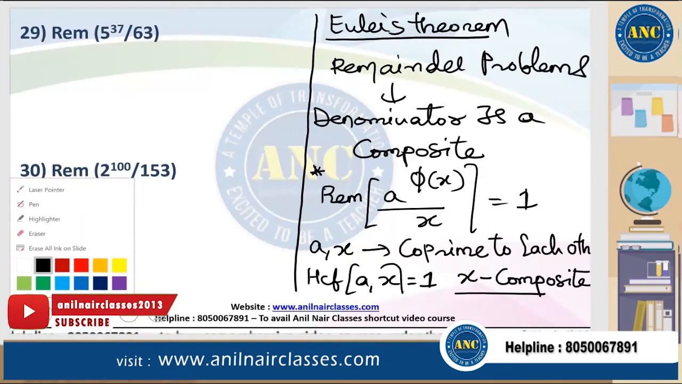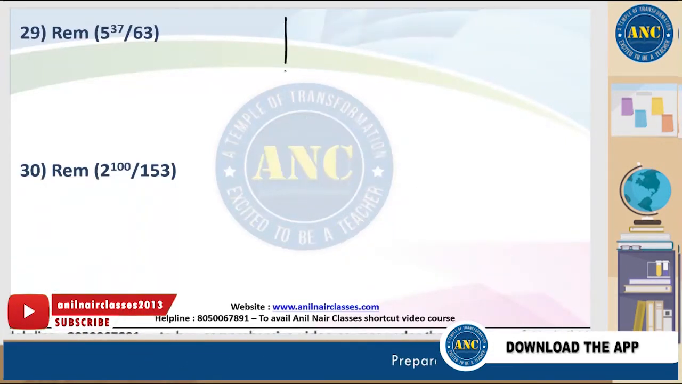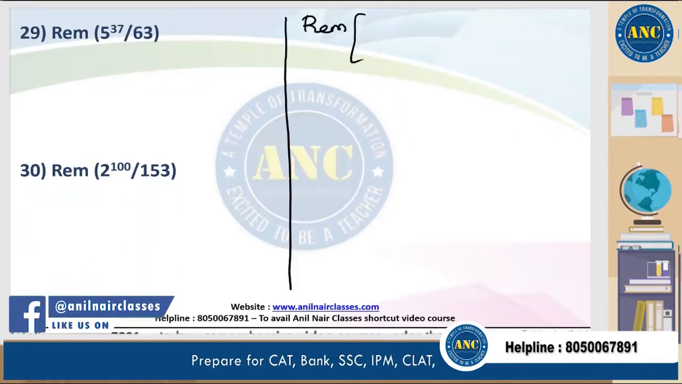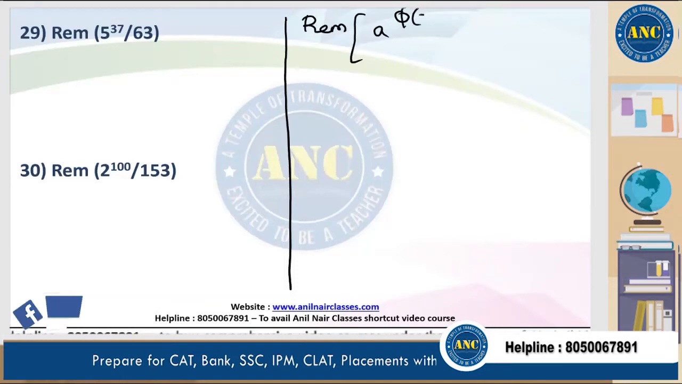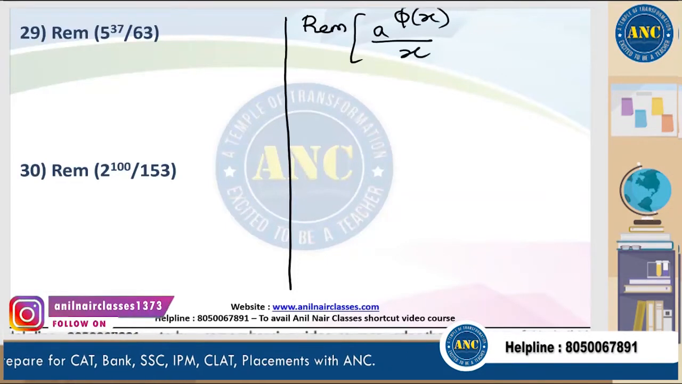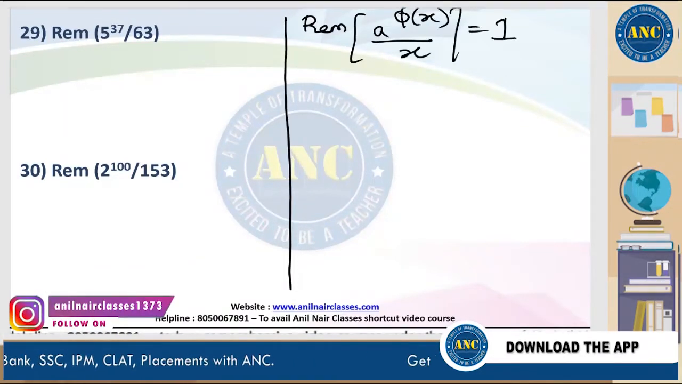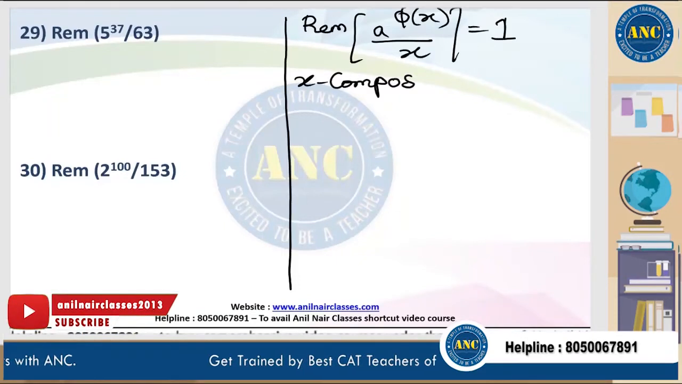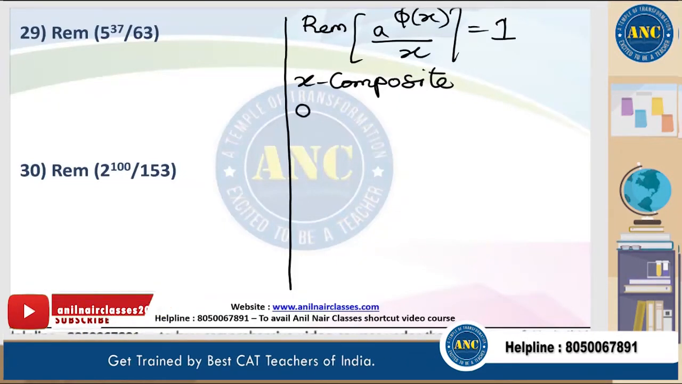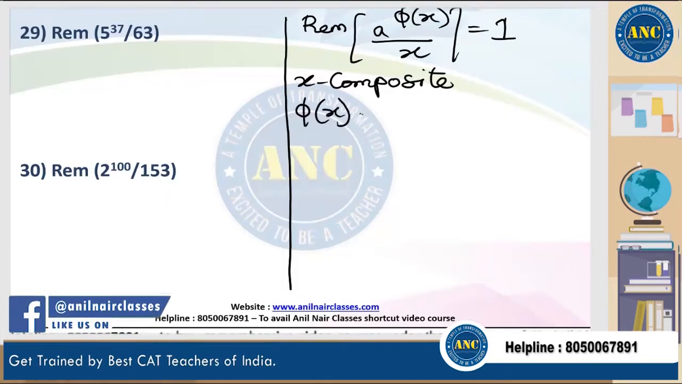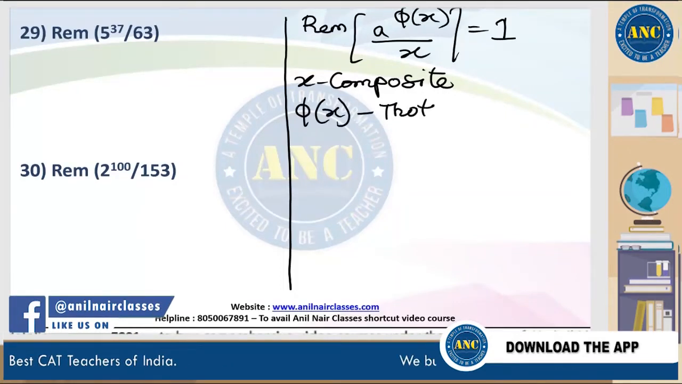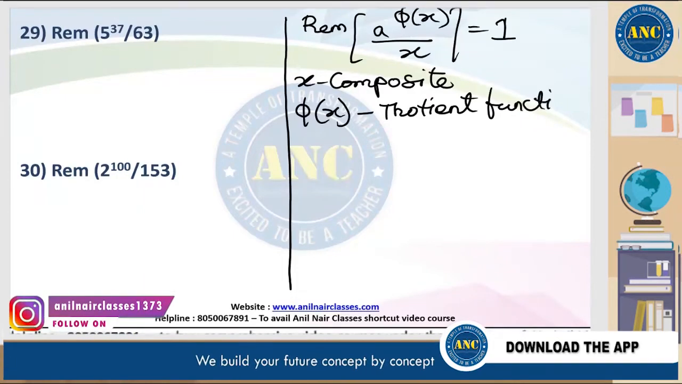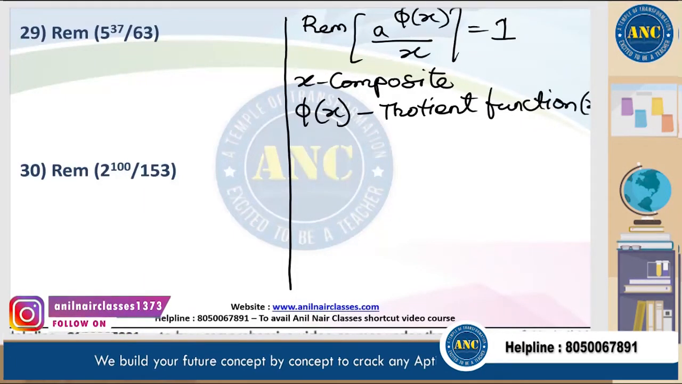Please write down in the same order. I'll write down the theorem here. Remainder 1: a power phi of x divided by x should be 1. X should be a composite number. What is phi of x? Phi of x is a totient function of x. What do you mean by a totient function of x?